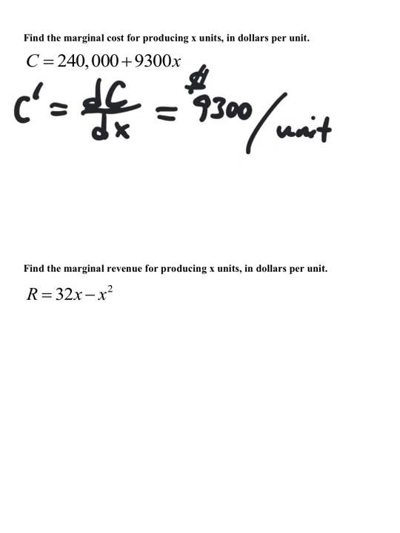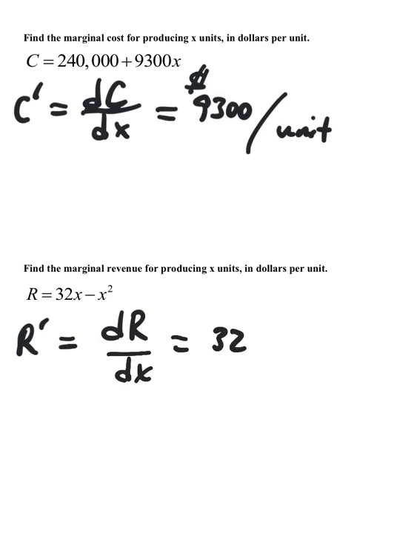Same thing applies with the marginal revenue. You can either call that R prime, or, as sometimes, again, WebAssign will change the notation on you kind of out of the blue, those mean the same thing. Taking our derivative, we get 32 minus 2x. And again, that's dollars per unit.